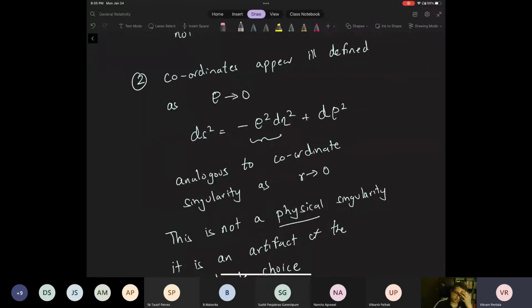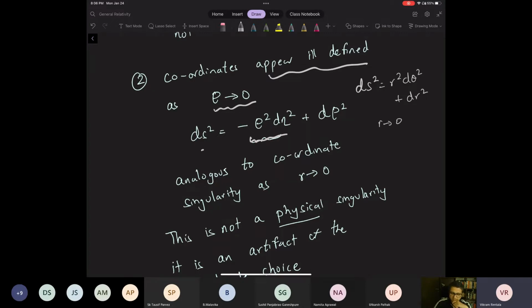The other thing, one other feature that we've seen, is that the coordinates according to the Rindler observer appear to be ill-defined as rho goes to 0. For example, we've seen that as rho goes to 0, ds square is equal to minus rho square d eta square plus d rho square. This is very analogous to the coordinate singularity that happens in polar coordinates. In polar coordinates, we've seen that the line element is r square d theta square plus dr square. So the problem is that r is equal to 0.